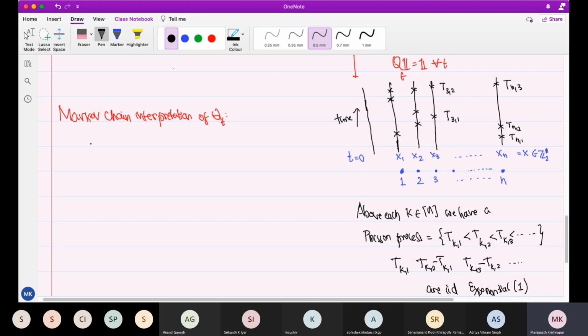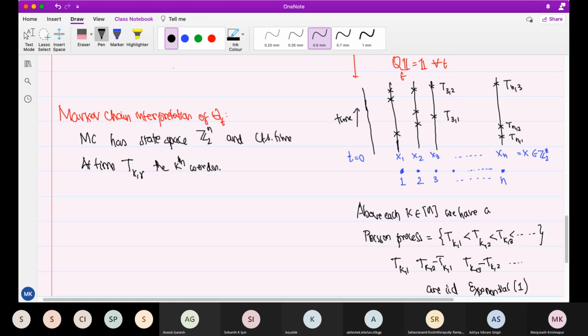So what is the Markov chain? The Markov chain is like this. The Markov chain has state space Z2 to the n. So that means at any time, in continuous time, what happens at time t? At time tkj, the kth coordinate flips, let's say.